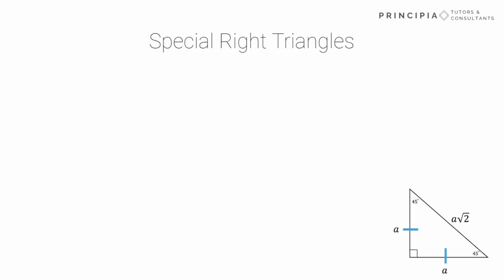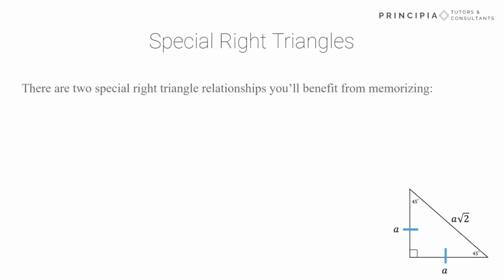All right, some special right triangles. There are 2 that you're going to benefit from memorizing, so pay close attention to the slides. Feel free to pause them and take more detailed notes at whatever pace works for you. So 45, 45, 90 right triangles are the first of these.